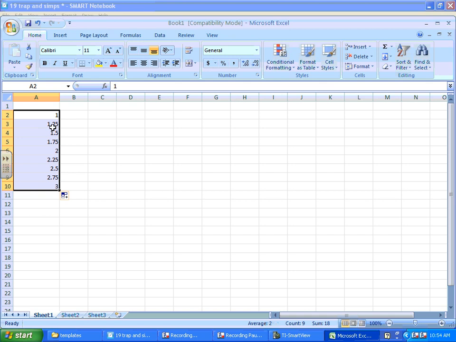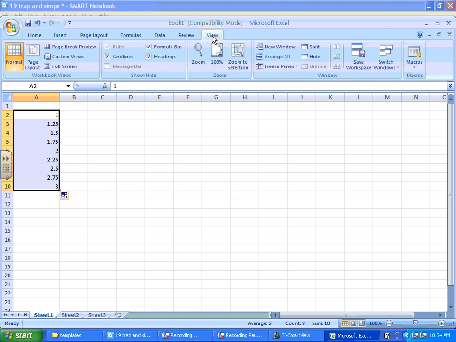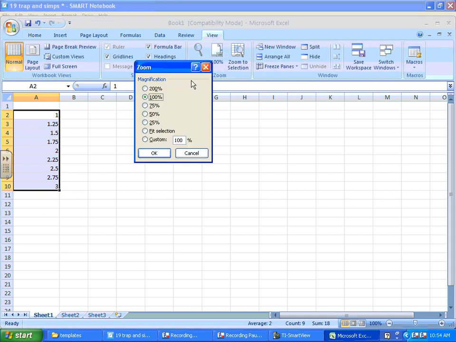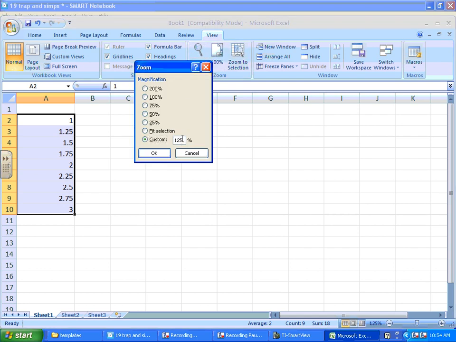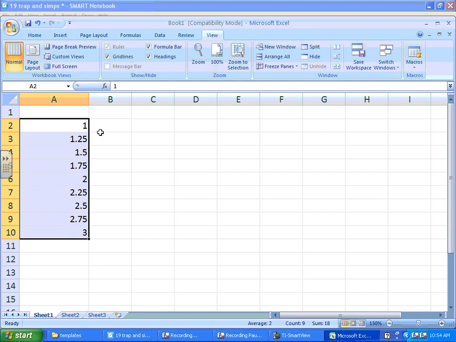I wrote the first few. Let me enlarge it so you can see this better. View, zoom. Say we want 125%. Okay. Well, maybe even bigger than that. Say 150%. Okay. So what I did was I entered just the first two, 1 and 1.25, and then I highlighted them to get a little plus sign, the black plus sign, and then drag it down. It sees the pattern. It fills the rest for you.